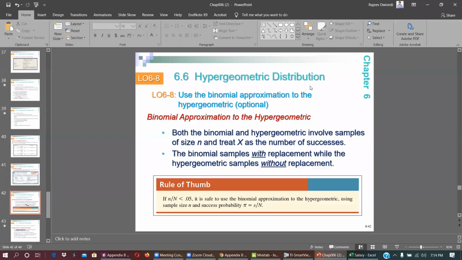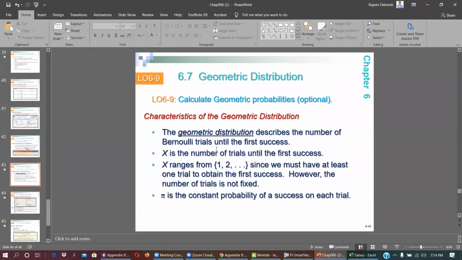You can do this. After hypergeometric distribution, there is one more distribution. Rule of thumb: both the binomial and hypergeometric involve sample size n and trait x as the number of successes. Binomial samples with replacement, while hypergeometric samples without replacement. So n upon N, the sample size divided by the population size, should be less than 5%, and π should be S upon capital N. So basically this is the rule of thumb. We are not going into this much.